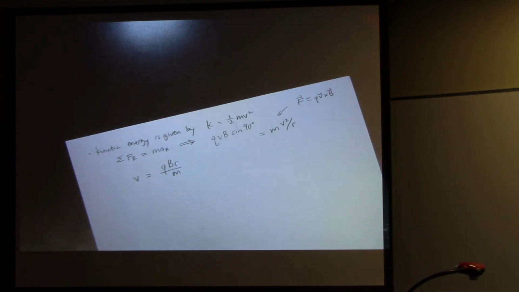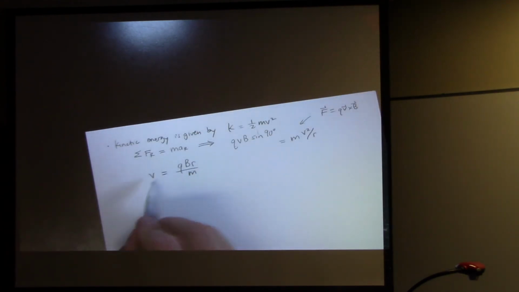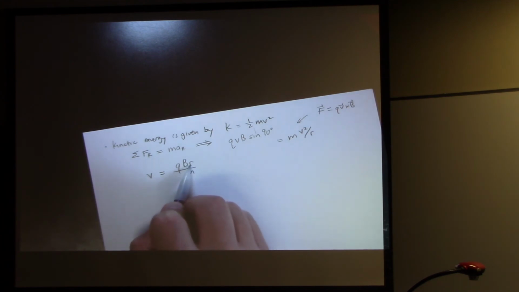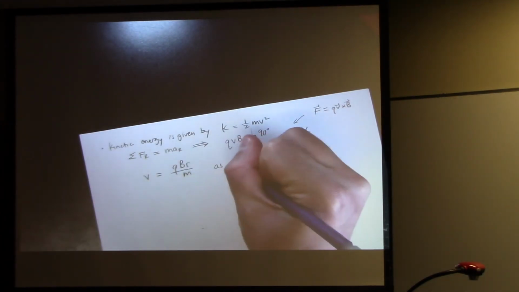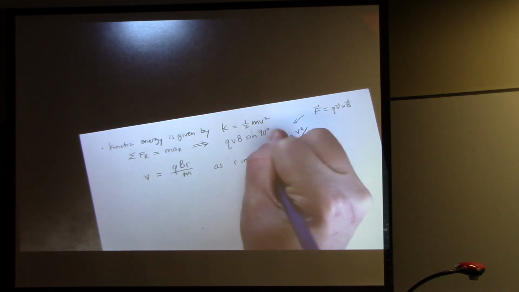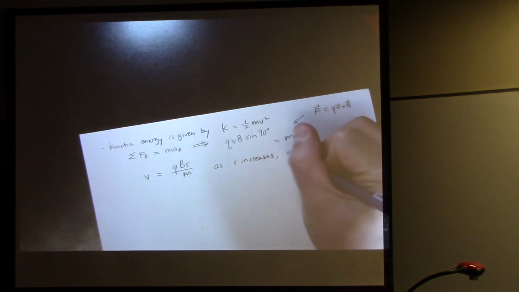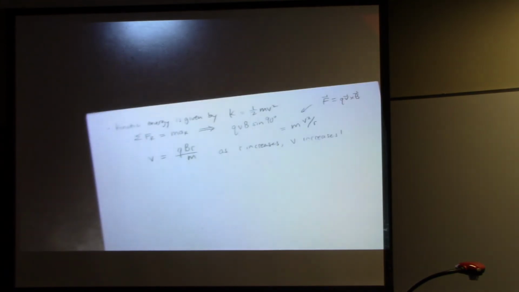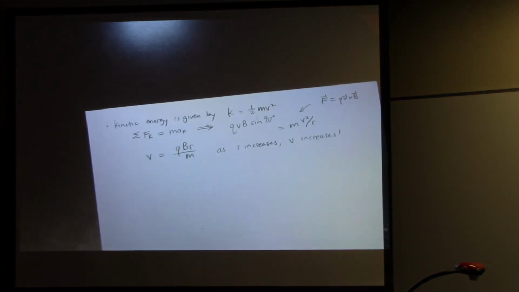That's the speed. In other words, what is this telling us? As the radius gets bigger, as r increases, so does the speed. That's exactly what we're seeing happening in this cyclotron. As it spirals out to a bigger and bigger radius, it's going faster and faster.